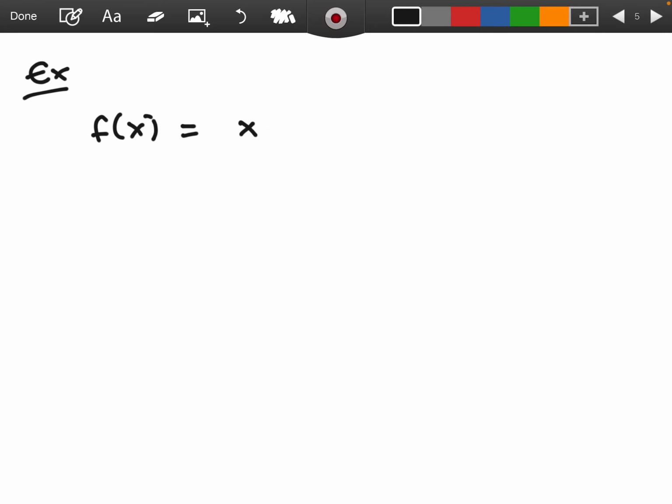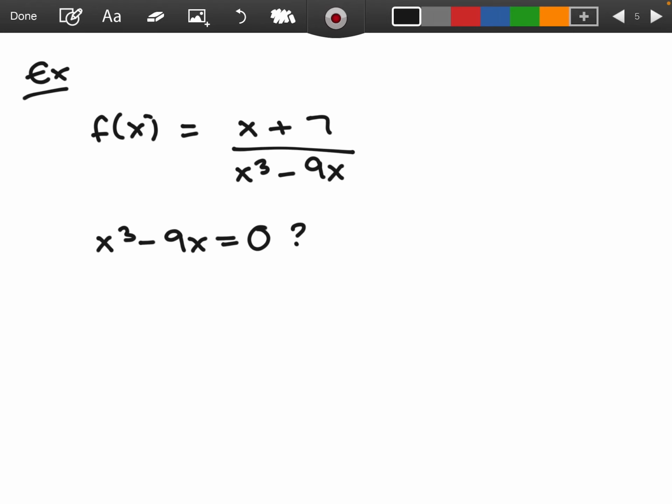So the first example that we're going to have is for the function f of x is equal to x plus 7 over x cubed minus 9x. And the question is, what is the domain of this function? Well, we have a fraction here, so we know that we cannot divide by 0. So I need to look at the places where the denominator is 0 and take those out of my real numbers, and that will give me my domain.